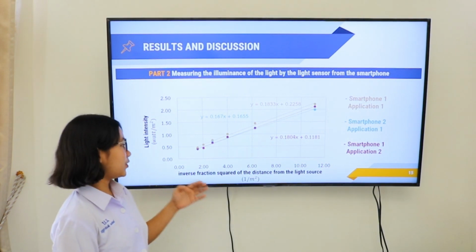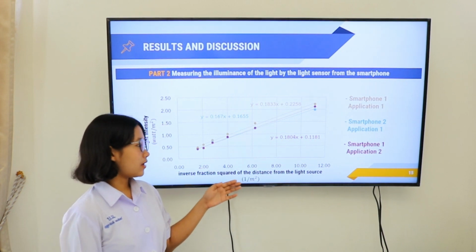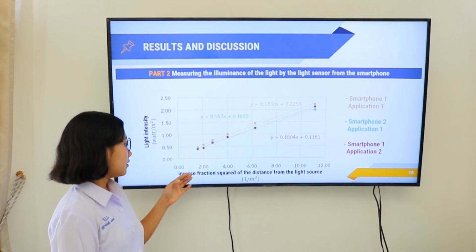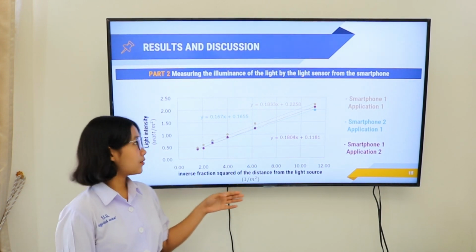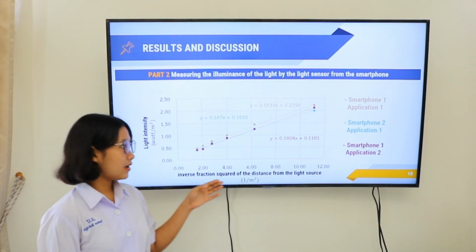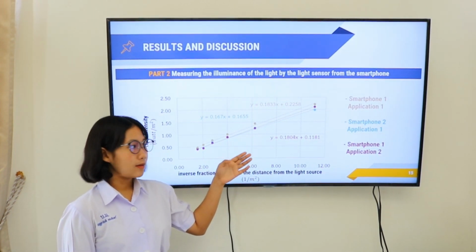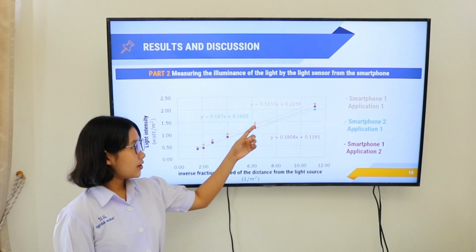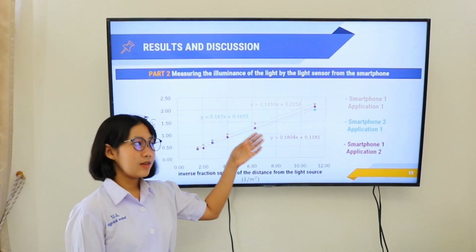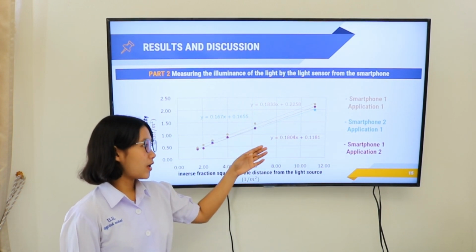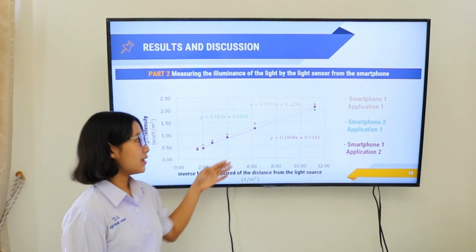So part 2. Measuring the illuminance of light by the light sensor from the smartphone. This graph is a relationship between the inverse fraction square of the distance from the light source and the light intensity, and these three lines show a close slope, but the yellow line and the red line are even closer. The yellow line is smartphone 1 application 1 and the red line is smartphone 1 application 2.